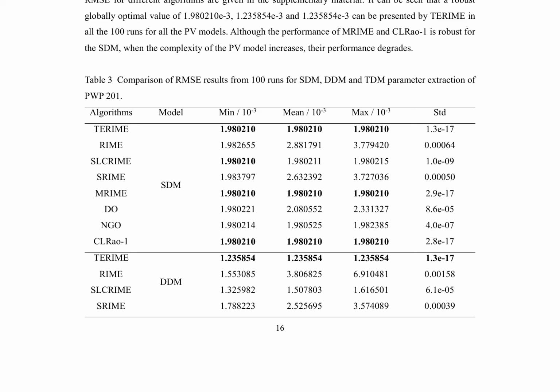In contrast, while MRIME and CL-RAO1 demonstrate robust performance for the single-diode model, their performance degrades as the complexity of the PV model increases. The supplementary material provides the PV parameters corresponding to the smallest RMSE for different algorithms. The table highlights the superior performance of TERIME in terms of consistency and accuracy, with standard deviations on the order of 1.3 times 10 to the power of -17 for all PV models, indicating a high degree of robustness.